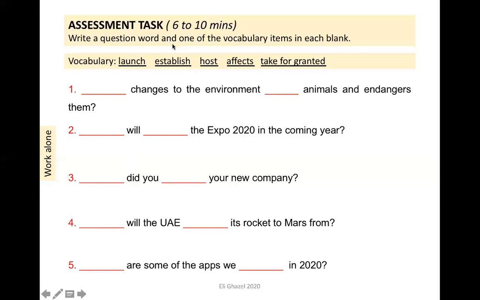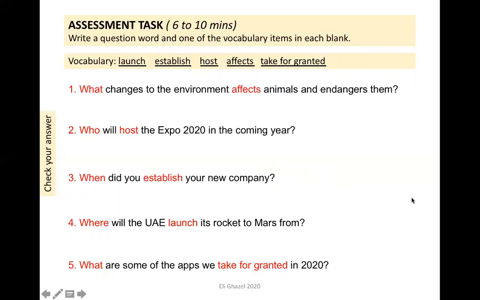So give them some time to do this, but as they become better and better, this might come down to practically 3 minutes. And this helps you design your test. So we need a question word and we need a vocabulary word. So give them some time to work alone. And then obviously you want to give them the answers so that they can check their answer.